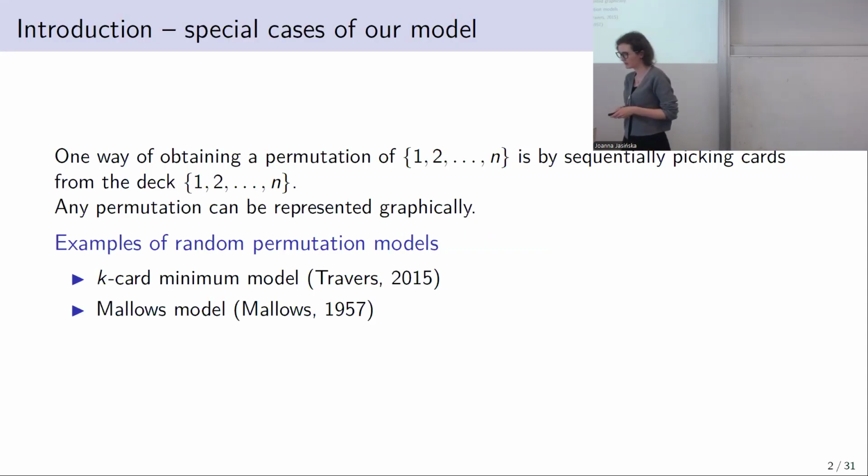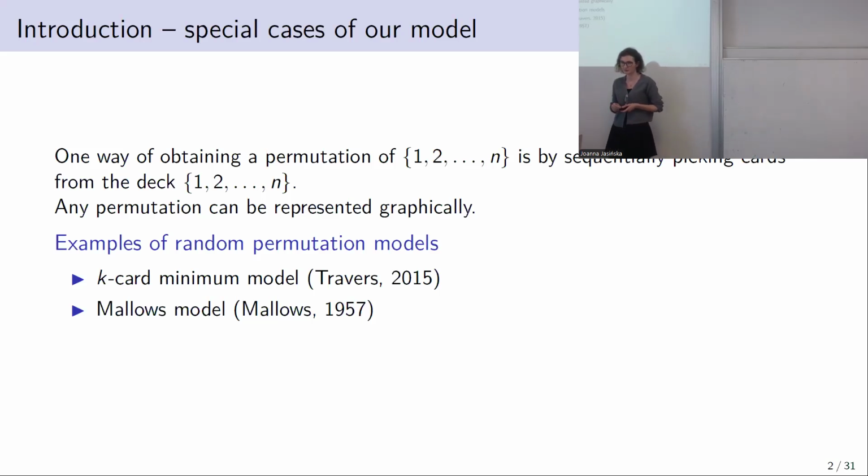So let me start with mentioning how we are going to think about permutations. One way of obtaining a permutation of n numbers is by sequentially picking cards from the deck. Let's say I have a deck of cards, all of them have numbers. I can choose a card in every step according to some specific rules. This way, when I finish picking, the deck is empty, and I'm getting some permutation of n numbers.